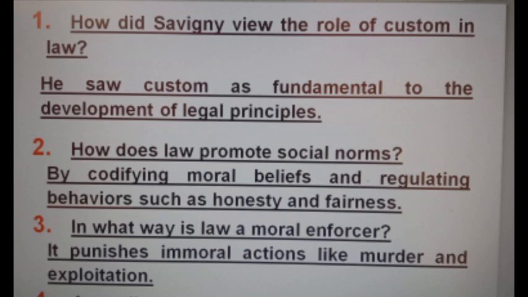How does law promote social norms? Law promotes social norms by codifying moral beliefs and regulating behaviors such as honesty and fairness. In what way is law a moral enforcer? Law punishes immoral actions like murder and exploitation.